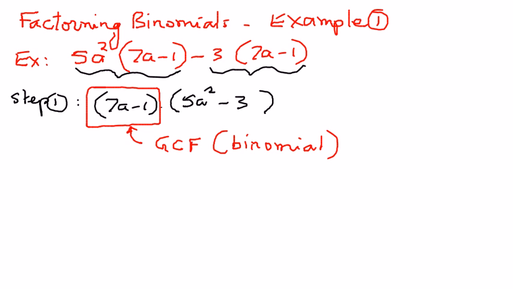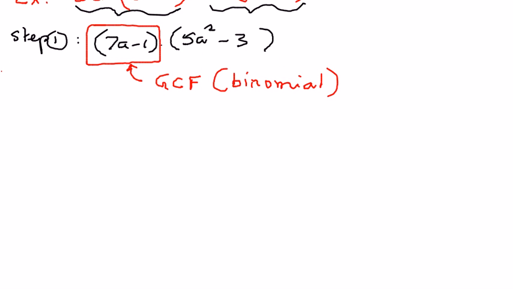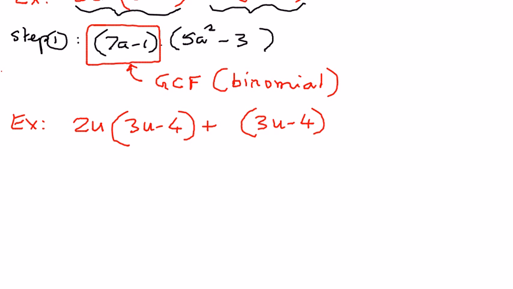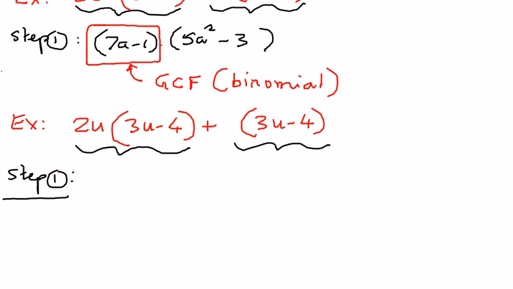Let us look at another example. In this example, let us say we want to factor 2u times (3u minus 4) plus (3u minus 4), like that. Okay. So as step number 1, we want to look at the given expression and then see what is common between those two expressions. As we can see, 3u minus 4 is common between these two expressions.